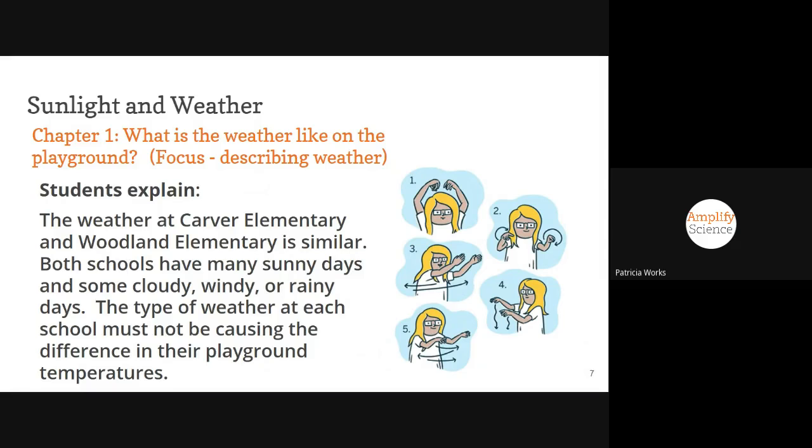At the end of Chapter 1, students return to the anchor phenomenon. They explain that the weather at Carver Elementary and Woodland Elementary is similar. Both schools have many sunny days and some cloudy, windy, or rainy days. The type of weather at each school must not be causing the difference in their playground's temperature.